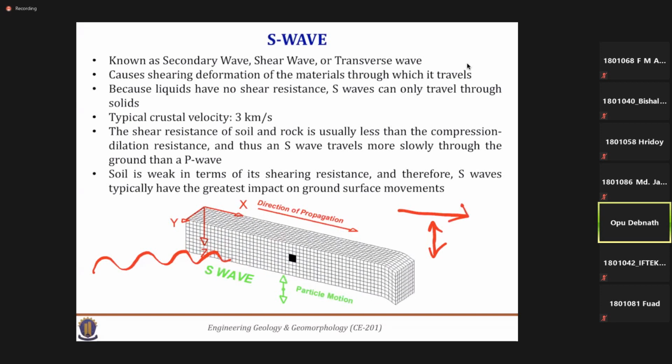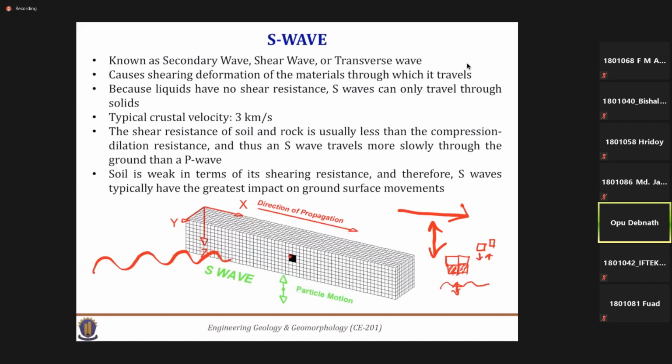So this causes shearing deformation. That means if you consider at this stage two consecutive particles like this, if we consider the finite element mesh, and suppose these two elements, this one and this one, while the wave is moving, the propagation and the particle movement is up and down. That means if you consider these two consecutive particles, after facing the S wave, suppose one is moving downward and another is moving upward, or vice versa.